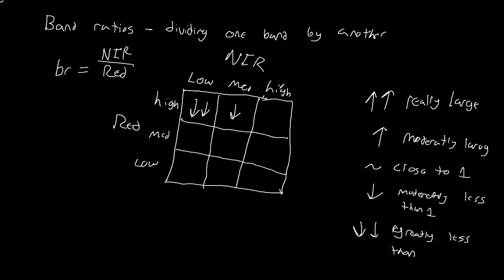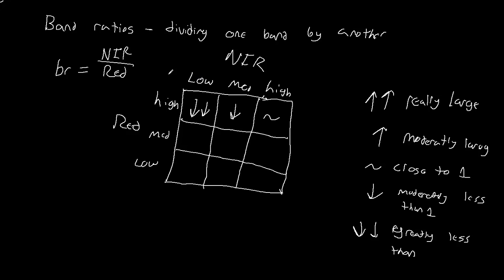So what happens when we have a high value divided by a high value? Well, we're assuming here, I'm just going to state this, that these are on the same range, but these are going to be when you start getting closer and closer to 1, right? Because if NIR equals red, you're going to have a value of 1 here. So these are going to be moderately close to 1. Hopefully that makes sense.